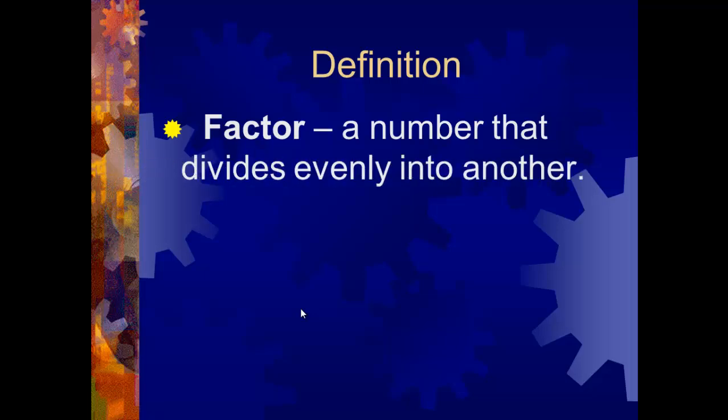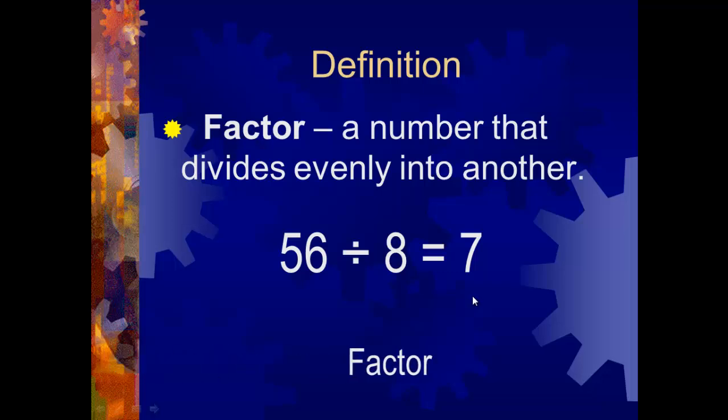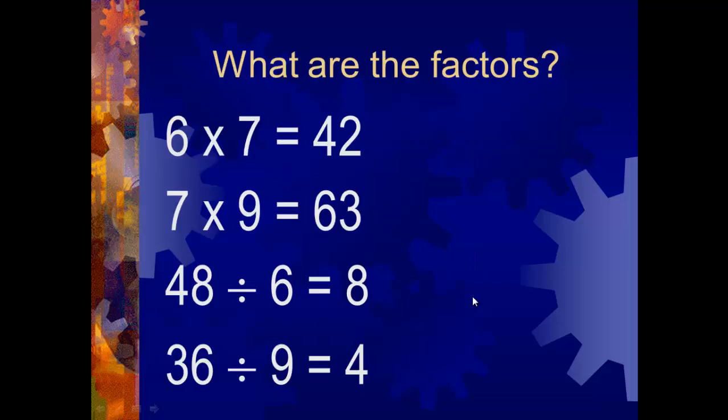Factors again, with another definition, is a number that divides evenly into another. Like what? 56 divided by 8 equals 7. 56 is a dividend, or is a product in a multiplication problem. What about 8 and 7? This is called factor, and also this is called a factor. Now, what are the factors?